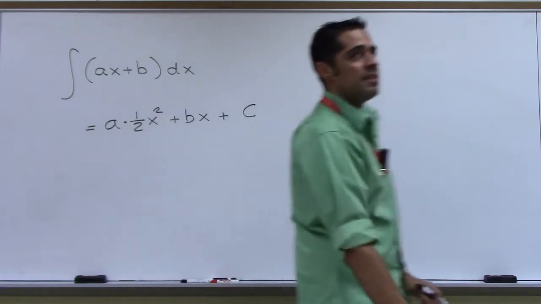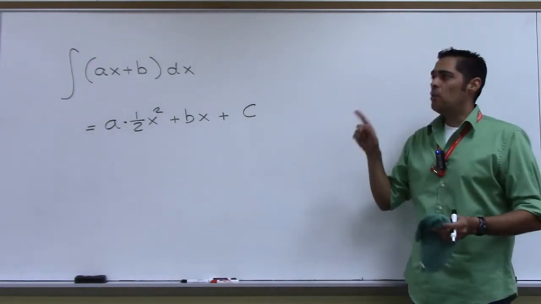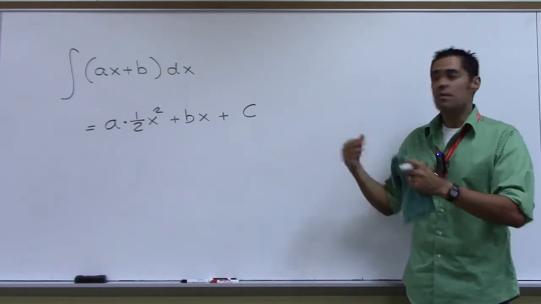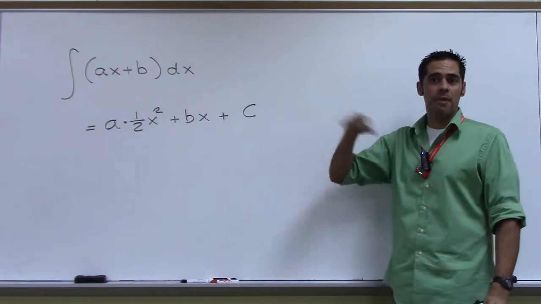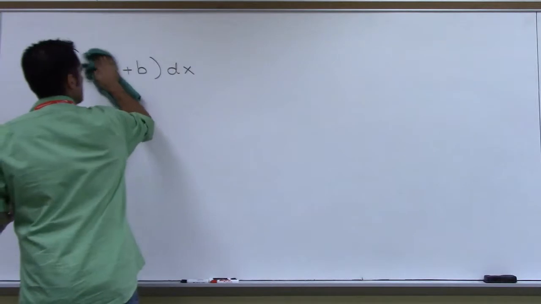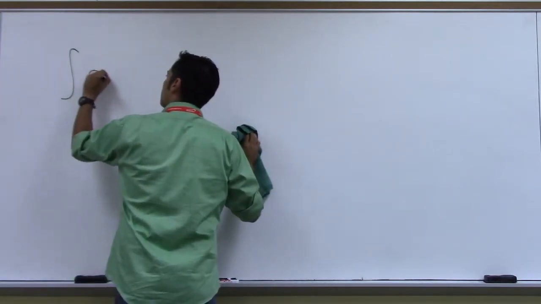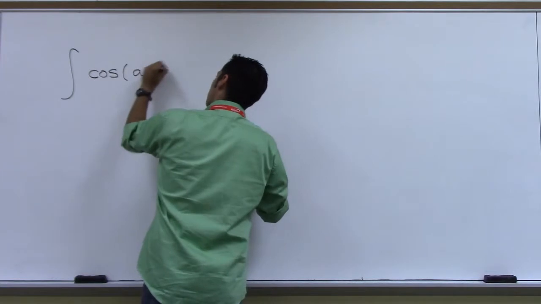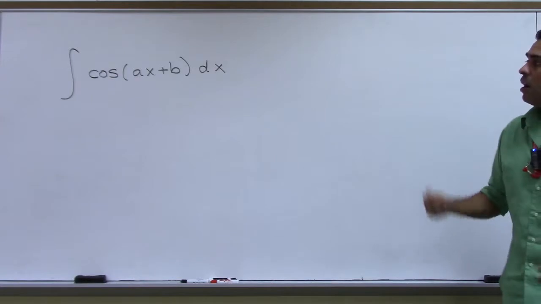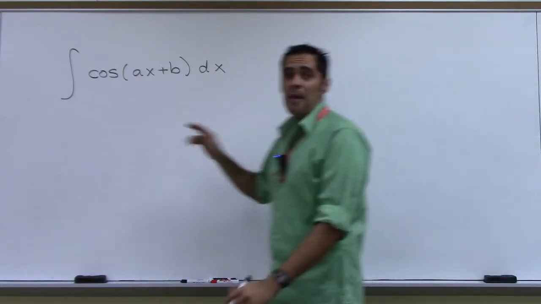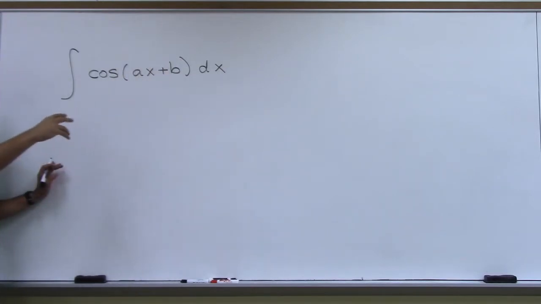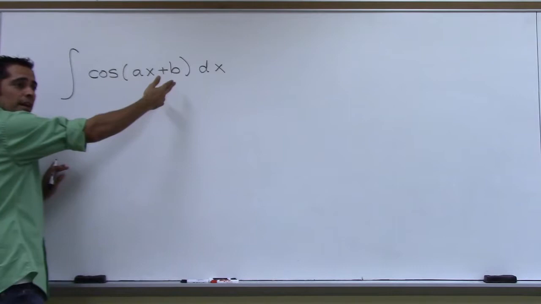But let's see what happens if we take a linear expression and put it into another function and see how the antiderivative looks. So I'm going to take that same expression, but instead of it being by itself, I'm going to throw it into another function. So here, take a look at this. What's the antiderivative of cosine of ax plus b dx? We all know that we can find the antiderivative of cosine by itself. But this in here is a little more complicated than just x. It's a linear expression in x.